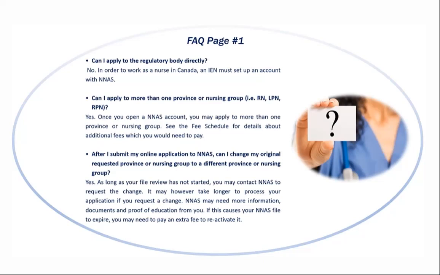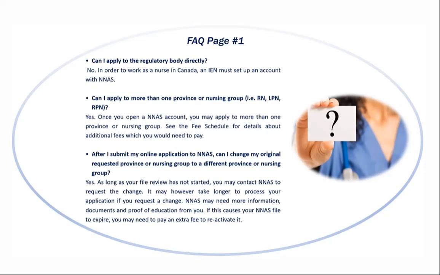Can I apply to more than one province or nursing group? Yes. Once you've set up your account and you've submitted your main application, including payment, it'll give you the option to add either an additional nursing group or an additional province application. So if your main application is as an RN to Ontario, it'll give you the option to add an additional nursing group. You can also apply as an LPN to Ontario, or you can add another province. You can apply as an RN to Alberta or British Columbia.